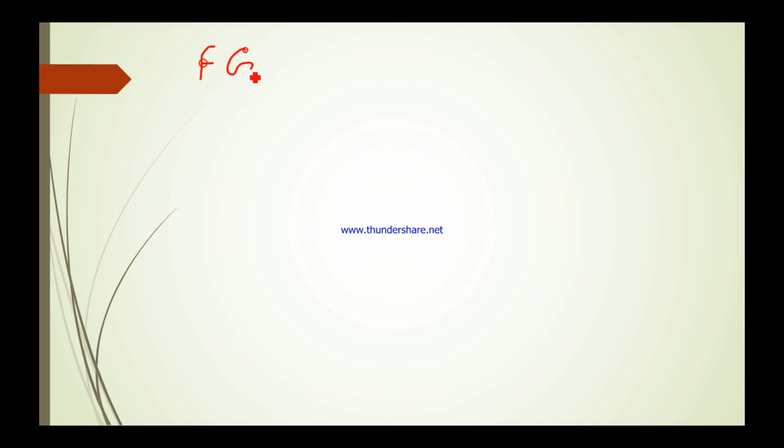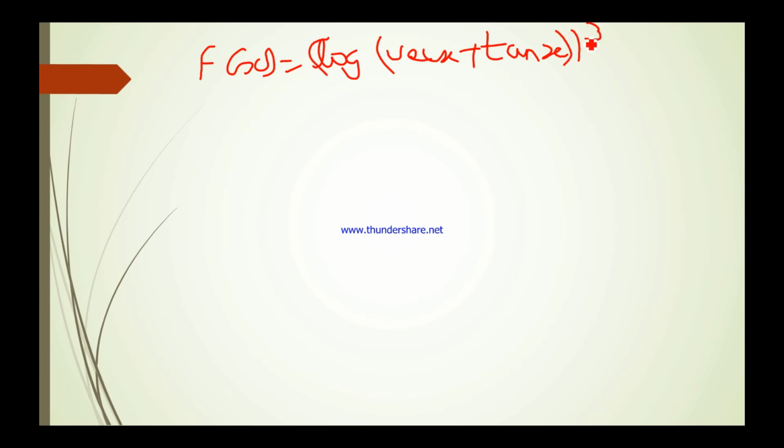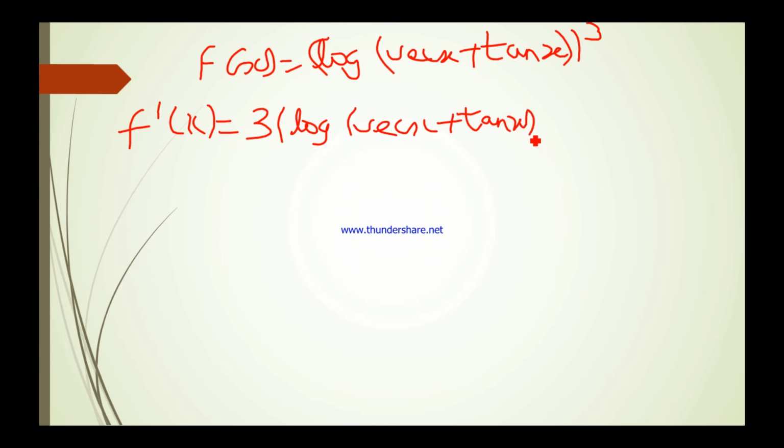We know f of x is log of (sec x plus tan x) the whole cube. So what we'll be getting is that f dash of x is equal to 3 times log of (sec x plus tan x) the whole square. This is the outer function. Next, the log function, so we'll be getting 1 by sec x plus tan x in the denominator.